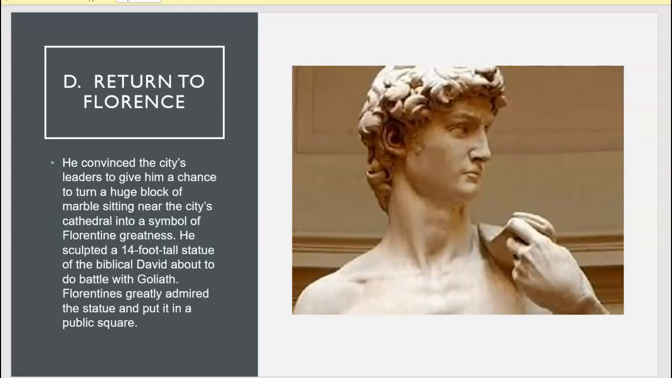Return to Florence. He convinced the city's leaders to give him a chance to turn a huge block of marble sitting near the city's cathedral into a symbol of Florence's greatness. He sculpted a 14-foot tall statue of the biblical David about to do battle with Goliath. Florentines greatly admired the statue and put it in a public square.